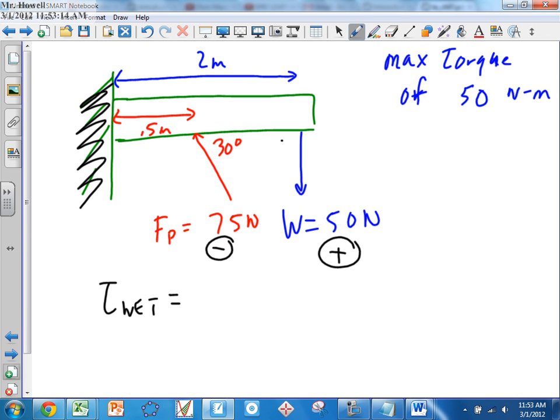Use logic, guys. If you had a wrench and you were holding it in your hand, and you push this way, it's going to go this way, right? Counterclockwise. If you pull down on the wrench, it's going to go clockwise. So a lot of it is logic here. A lot of it is logic.